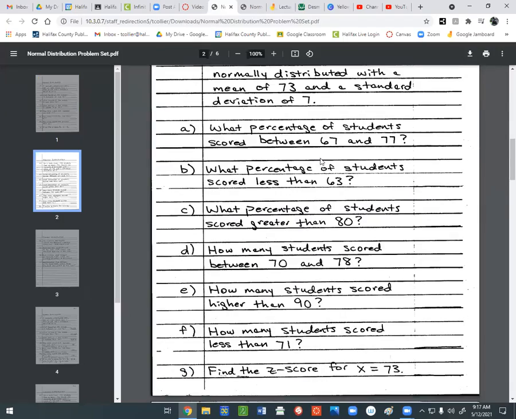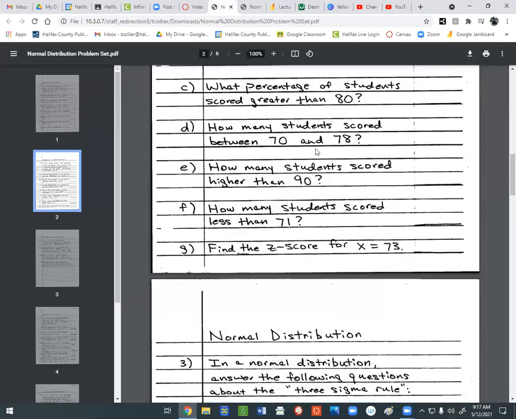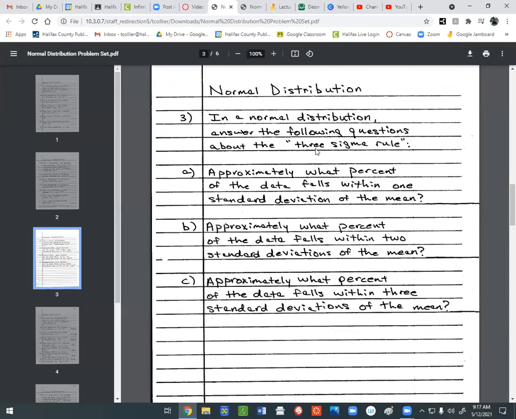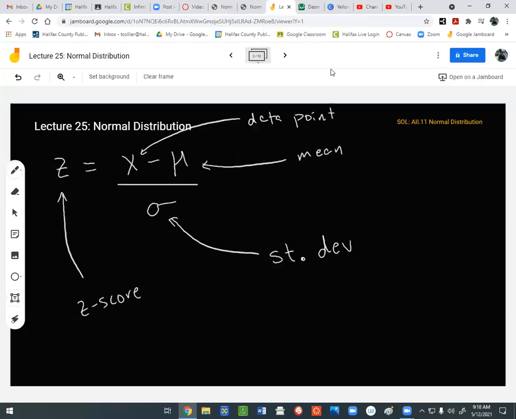So going back to the problem set, go ahead and try number 2. And then go ahead and try number 3. Number 3, you're all going to get the same answer. Remember that the 3 sigma rule is going to be 68, 95, 99.7. So 1 standard deviation, 2 standard deviations, and 3 standard deviations.